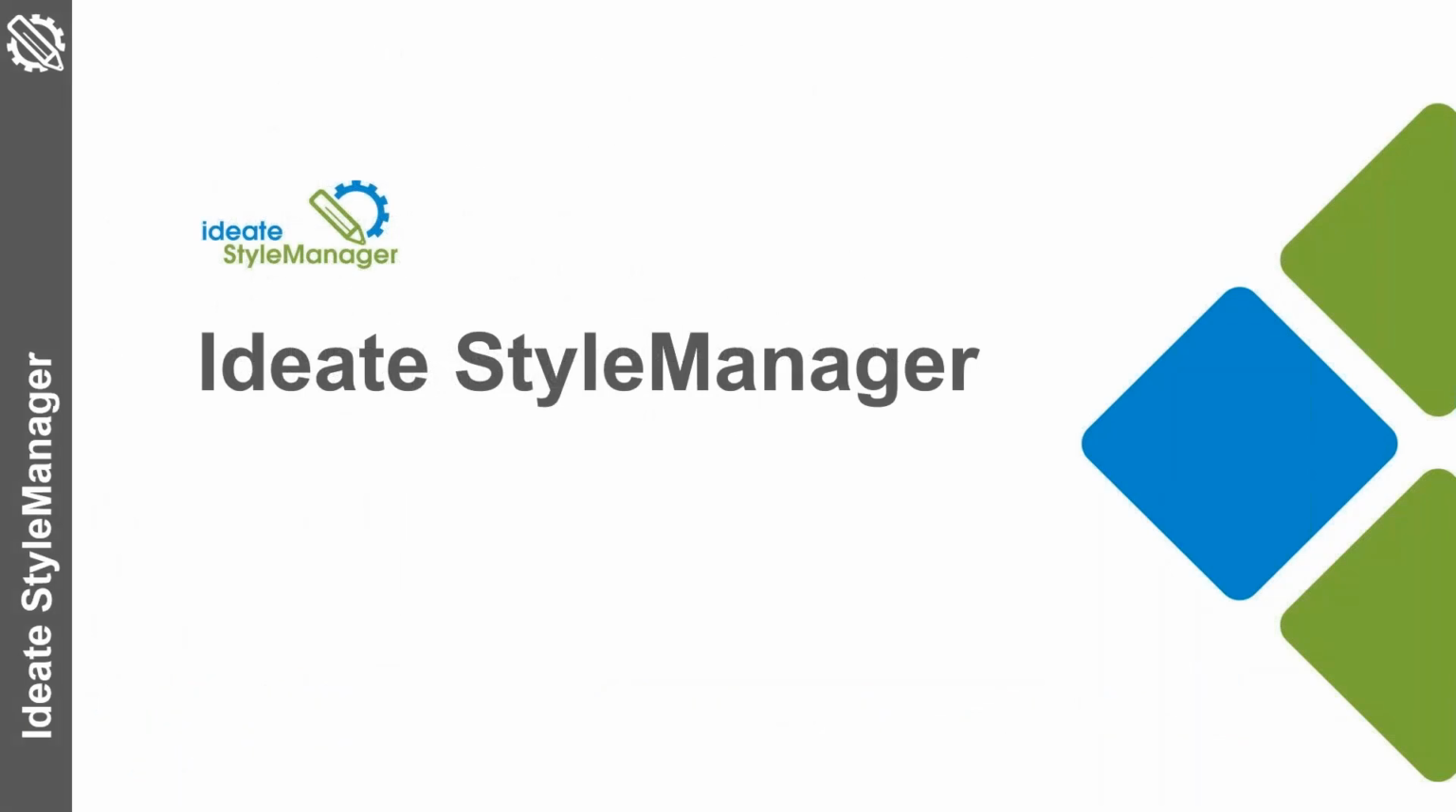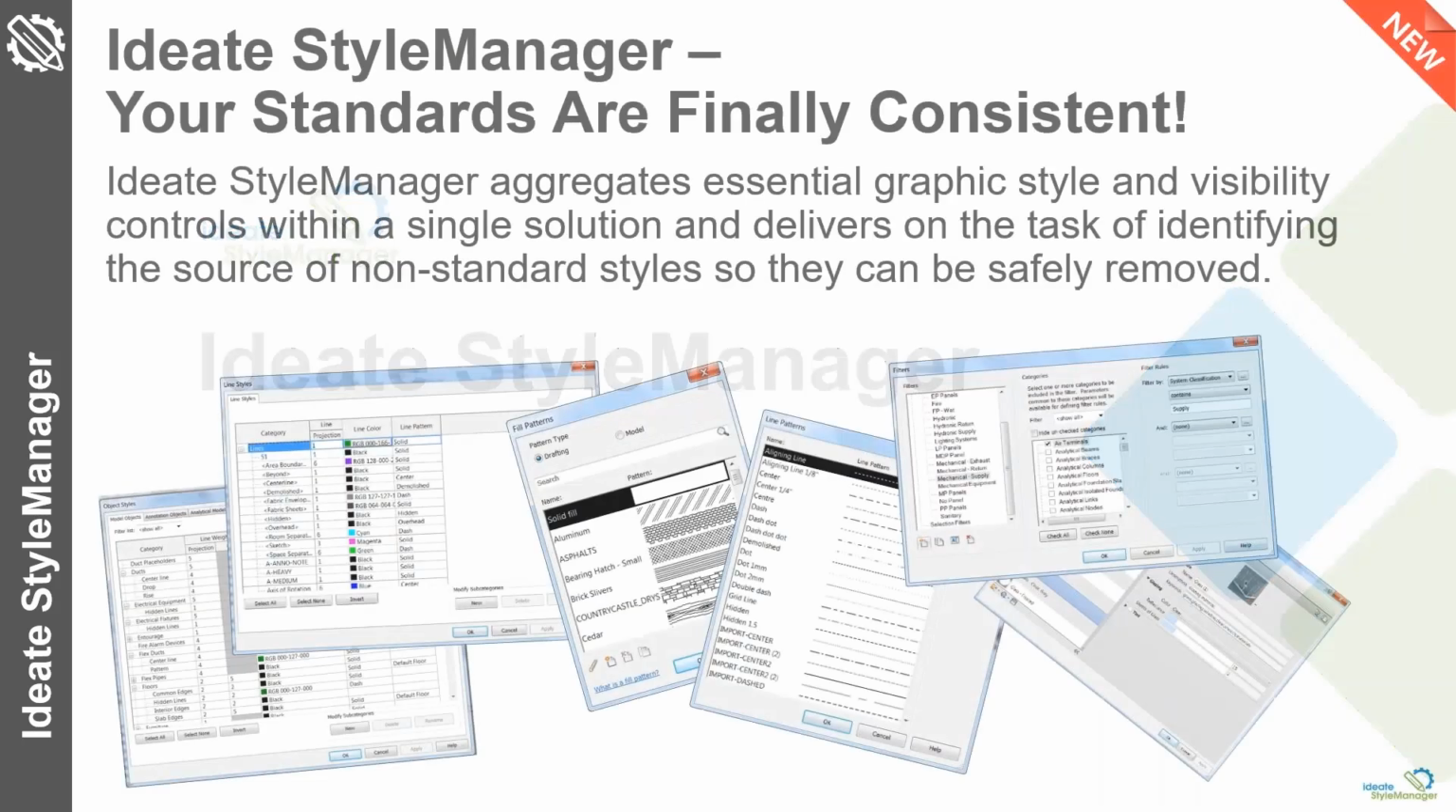So we're here to talk about Ideate StyleManager. And like I said, specifically about looking at the imports. When you link in, and as I said, I'll use the example of an AutoCAD file, when you link in an AutoCAD file, you basically also import object styles and line styles and patterns that may or may not be part of your standards, and they can be really difficult to get rid of if you're not controlling them. So let's just take a little step back and look at what Ideate StyleManager is all about.